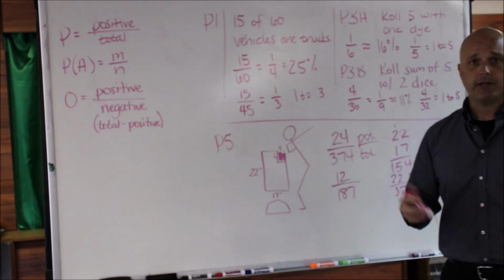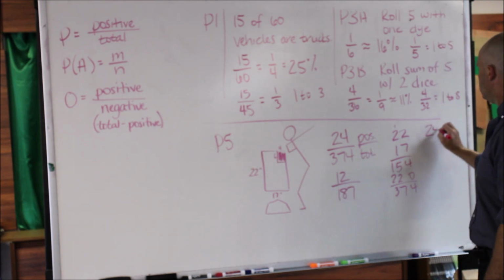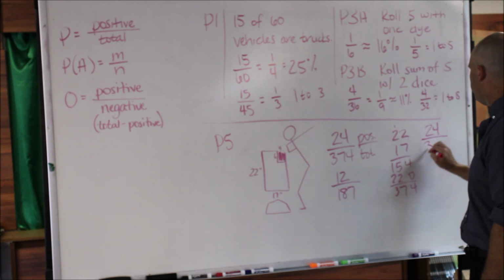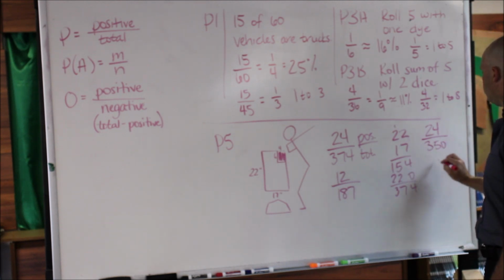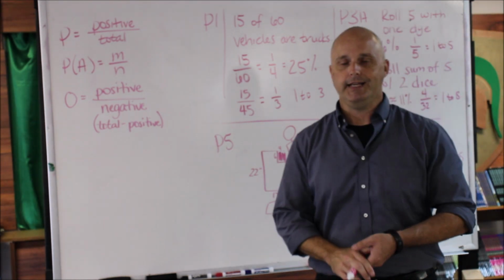Now again, if we were to look at what the odds of this are, then we would take 24 over, and then 374 minus 24 gives us 350. And so this would give us odds of 12 to 175. And that's how we're going to do probability and odds.